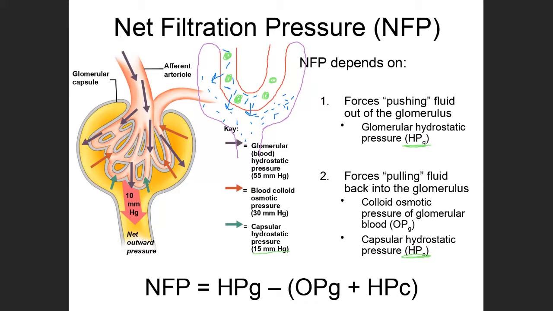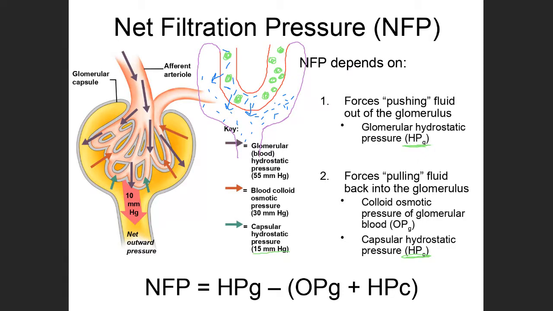They stay within the glomerulus itself, and their concentration starts to increase as the blood continues to move through the glomerulus, because they're simply not able to move. What this does is it sets up a concentration gradient.